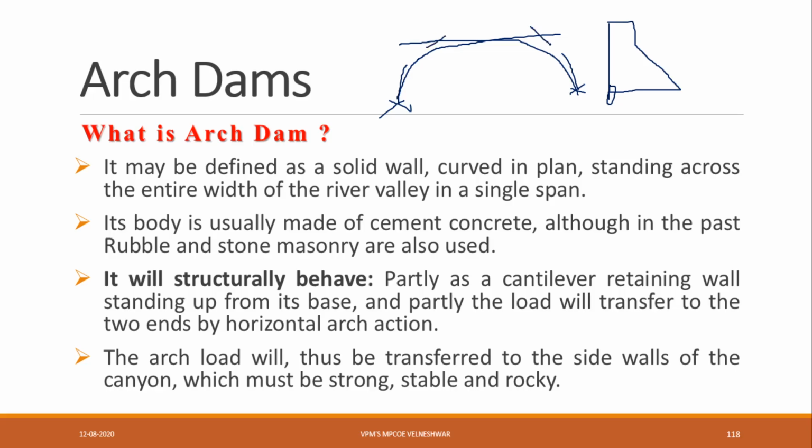And one more thing: these are the side walls of the canyon. What is this canyon? The canyon is nothing but the typical flow path of the river. If you see, as per season, in the rainy season the flow rate must be strong, stable and rocky. Strong means we have to consider that the flow rate will be higher, and based on that we have to construct our arch dam.